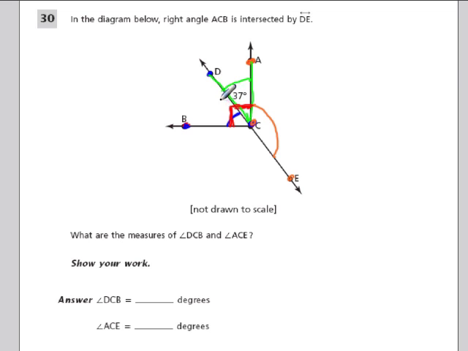So if I want to know this blue angle right here, I can take 90 degrees and subtract 37. Because 90 degrees represents this whole distance right here, right? And if I take this green part away from the whole distance, the blue is what's left over. So that equals, well, 90 minus 30 is 60, minus 7 is 53 degrees. So I would say that DCB, that's right here, I lost track, DCB is 53 degrees.